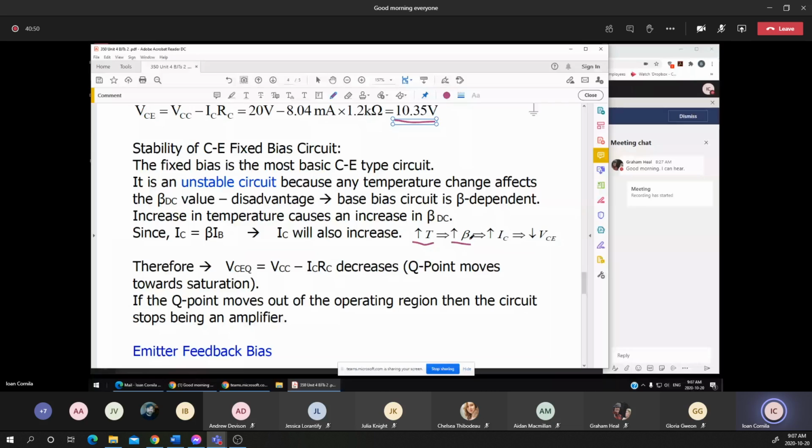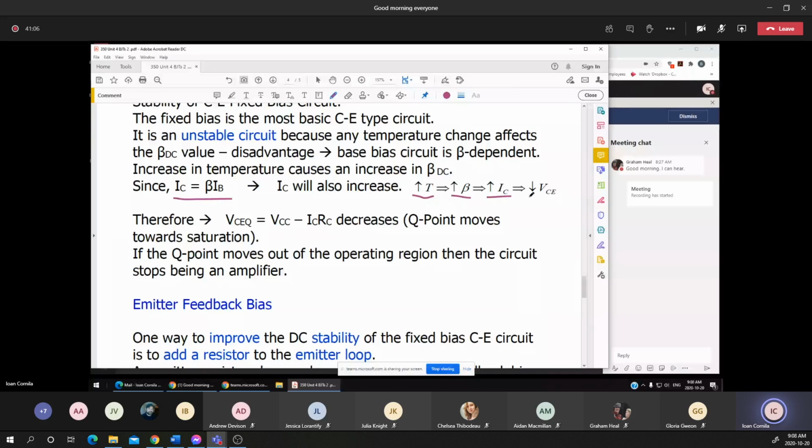If the beta is increasing, and look at this equation, that's the relationship between the IC and the IB through the beta of the transistor, as the beta is increasing, it will cause an increase in the IC, which will drop the voltage between the collector and the emitter.